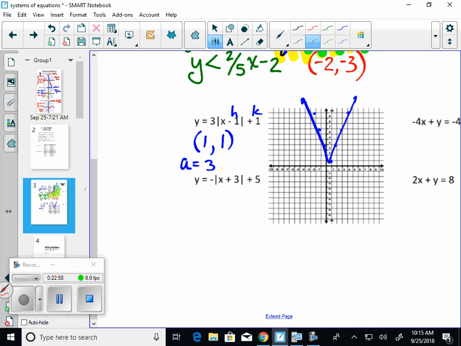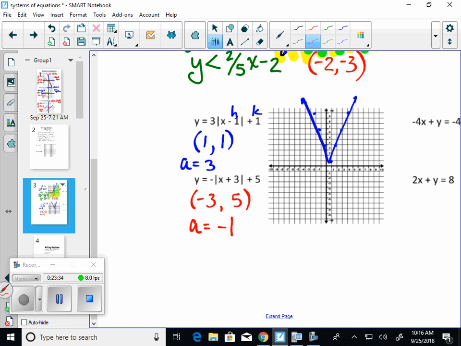And then we need to find the vertex for the second line and the slope. Vertex for the second line is where? -3, 5. And what's the slope? -1. Because is there a number in front of the absolute value bars? No. So I need to replace it with a 1. Since my slope is -1, what do I know is going to happen with this graph? It's going to be oriented down.